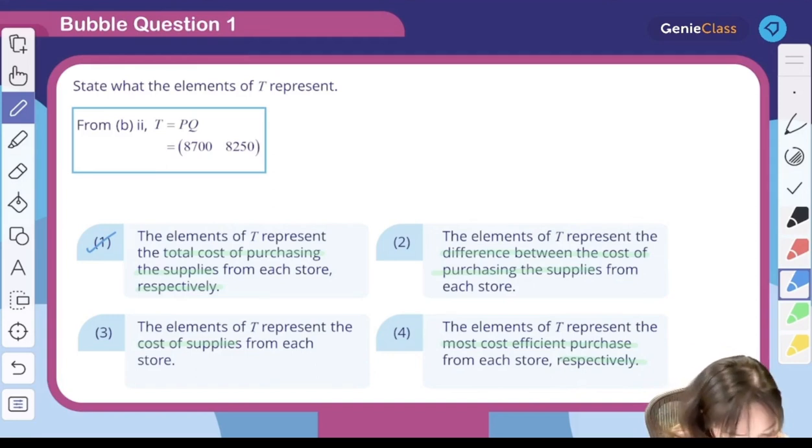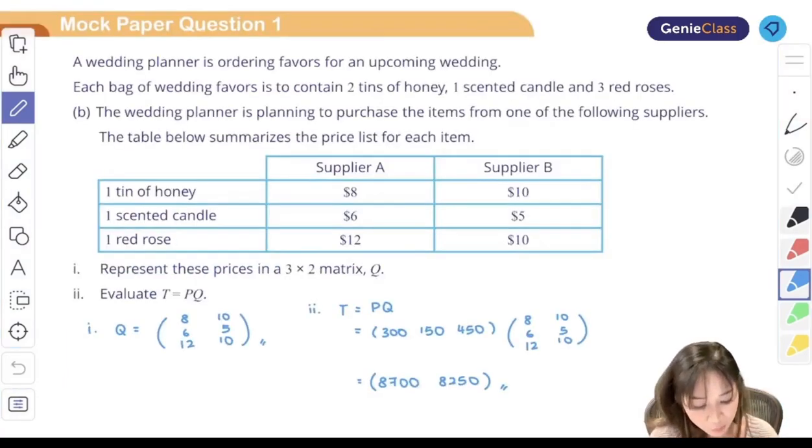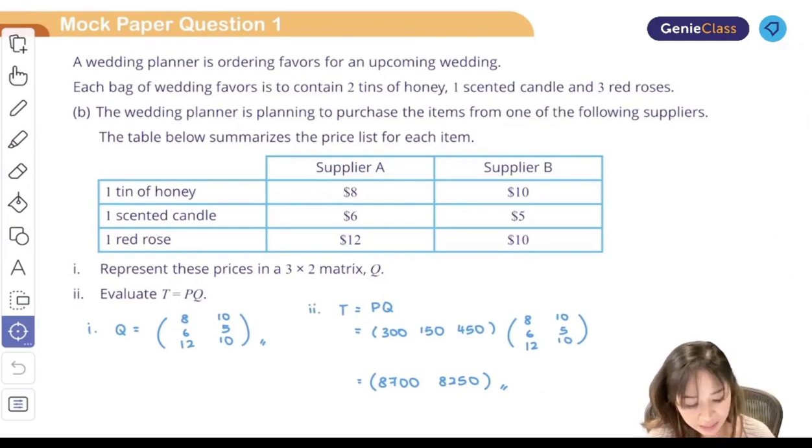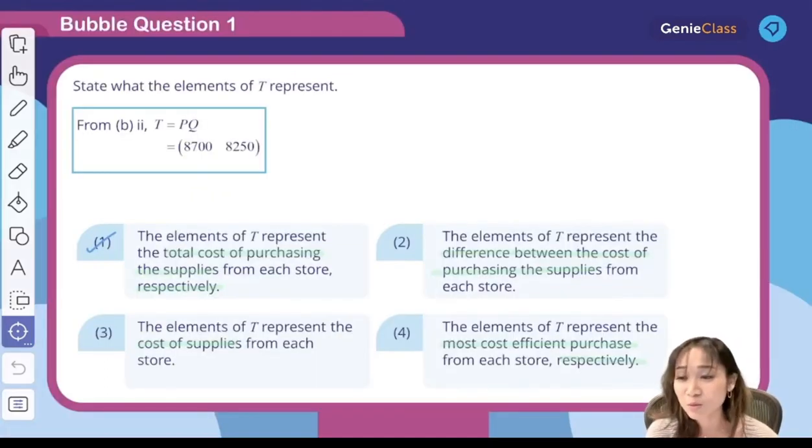And then also option 4, the most cost efficient purchase. Cost efficient purchase means that if it's more affordable, like maybe if we go back to the table, it's more affordable to buy the honey from supplier A and then buy the candle from supplier B. So this would be our most cost efficient, right? If we buy the honey from A and then the candles and the roses from supplier B, that would be what is the most cost efficient. In that way, we would save the most money, right? So that is why it's not option 4 either.